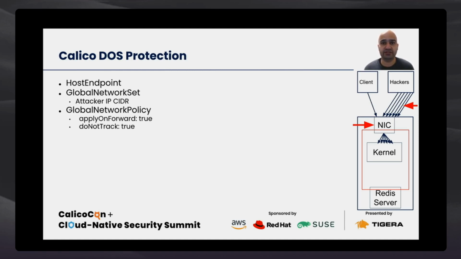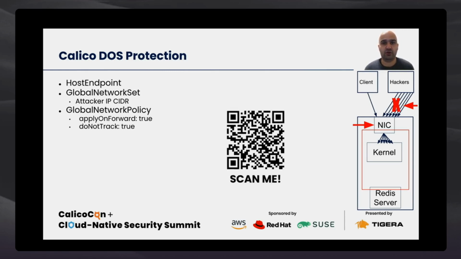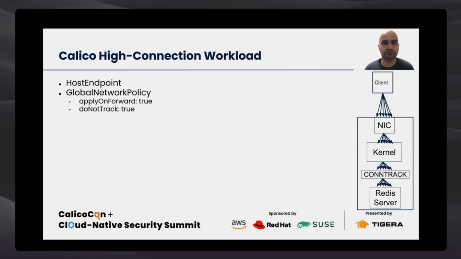After creating these resources, Calico can drop every traffic associated with the global network set as efficiently as possible, either inside your NIC or inside the kernel. By the way, if you would like to learn more about XDP and DOS protection, make sure to check out this QR code, which gives you a step-by-step tutorial on how to configure DOS protection on your own cluster.